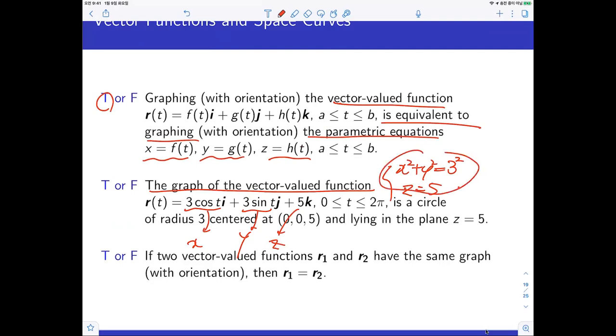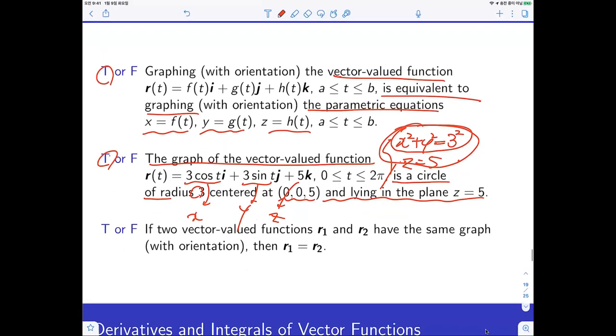So to find the graph of this vector valued function, we only have to investigate the intersection of these two surfaces. z equal 5 is the plane which is parallel to the xy plane, and it contains the point (0, 0, 5). And the first equation, x squared plus y squared equals 3 squared, is the cylinder made from the circle on the xy plane with radius 3. So the conclusion is it's a circle of radius 3 centered at (0, 0, 5) and lying in the plane z equal 5. So this is true.